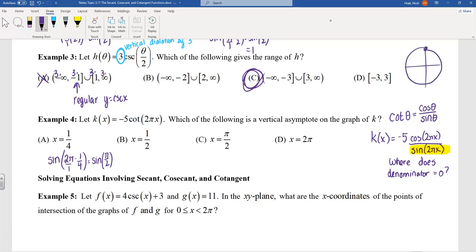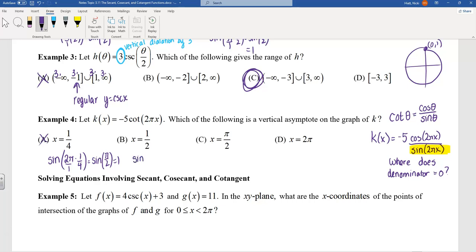Pi over 2. Here my coordinates are 0, 1. What's sine of pi over 2? It's 1. It's okay. That can be an answer. That can be a value. That's not a vertical asymptote here. Let's try the next one.